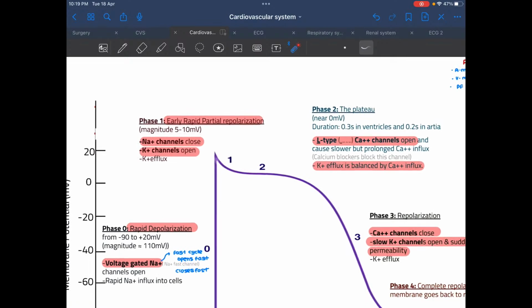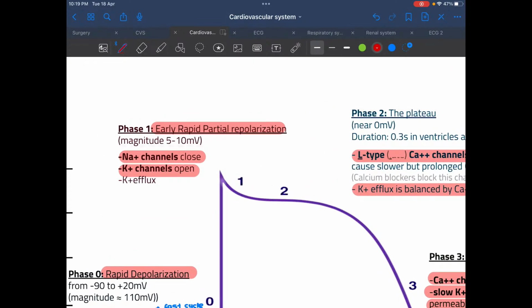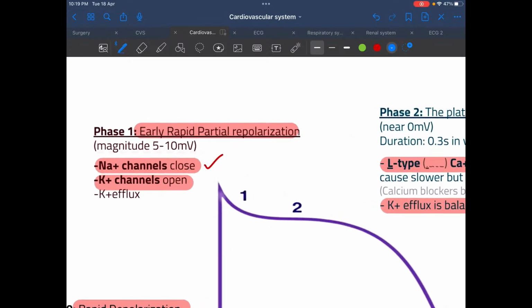ठीक है? So now what is going to happen now? As I told you guys, कि sodium channels are fast to open, fast to close. So now they have closed. All right. And what are going to open? Potassium channels, on the other hand, are very slow to open.